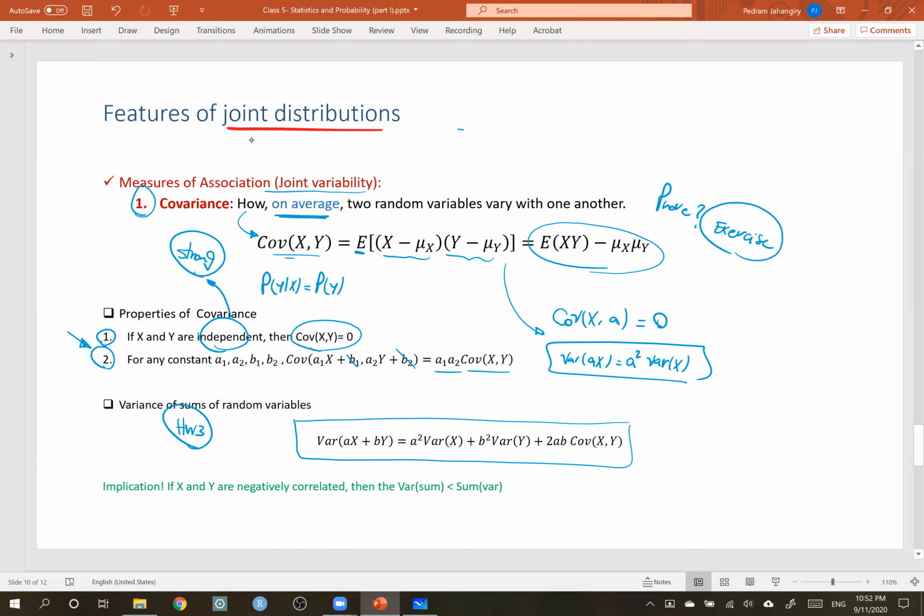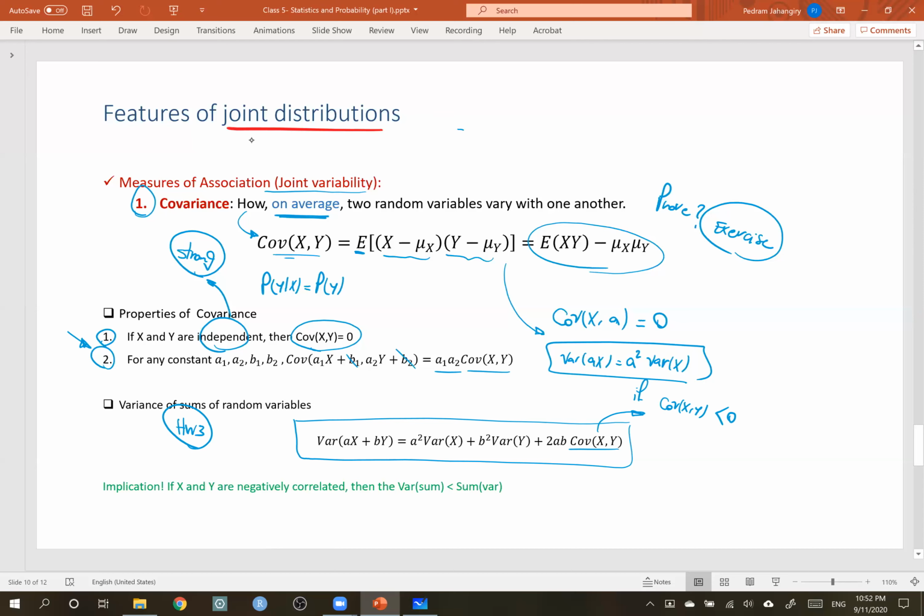What does it say? It says that the variance of ax plus by is a squared variance of x plus b squared variance of y plus 2ab covariance of x and y. But this means that if you come up with two stocks that have negative covariance, so if the covariance between x and y is less than 0, then the variance of a portfolio is going to be less than the variance of the summation. So this is really, really helpful, right?